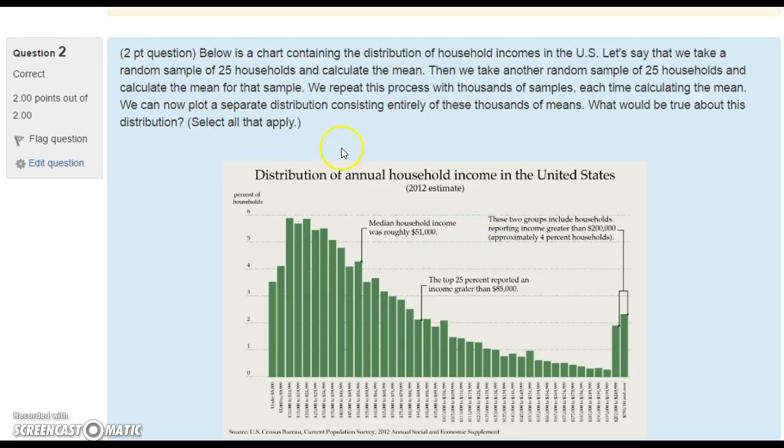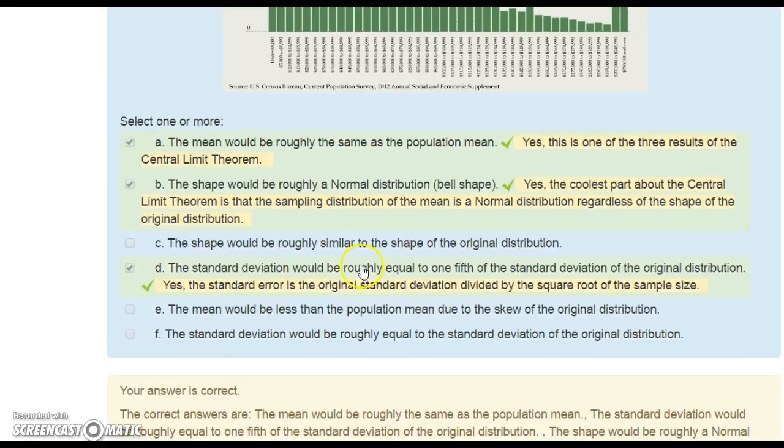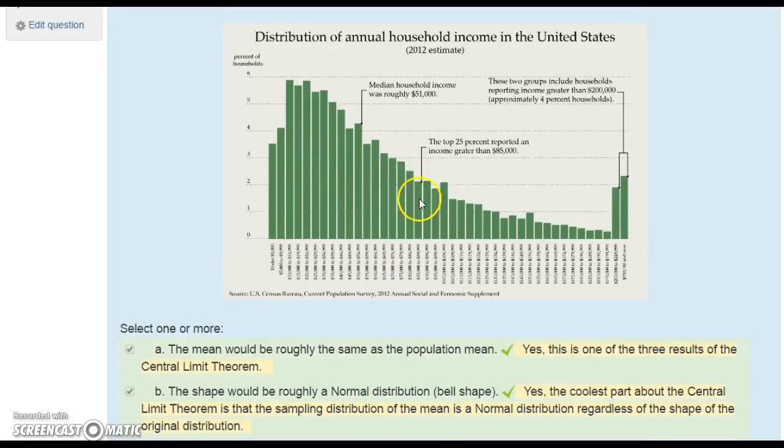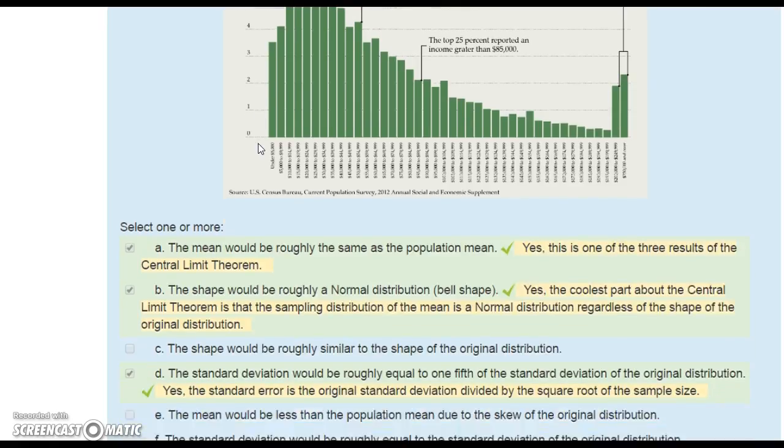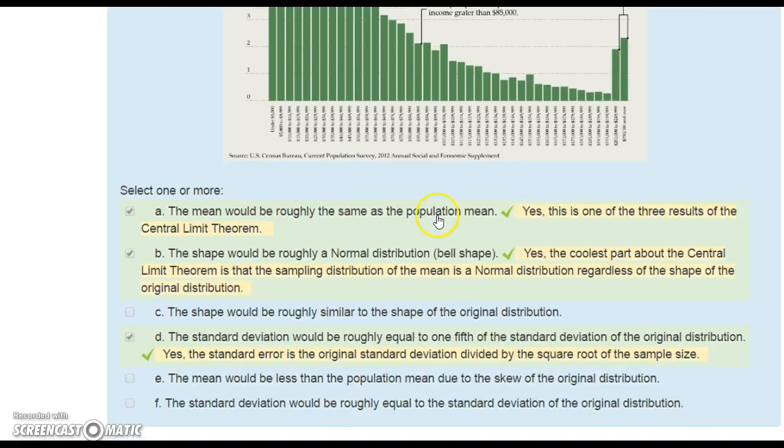So what would be true about the distribution of sample means? Remember, it doesn't matter what the shape of this original population is. The shape of the distribution of sample means will be roughly normal. We also know that the mean of that distribution of sample means is going to be the same as the mean of this one, which was not given, but we know that it's the same one.